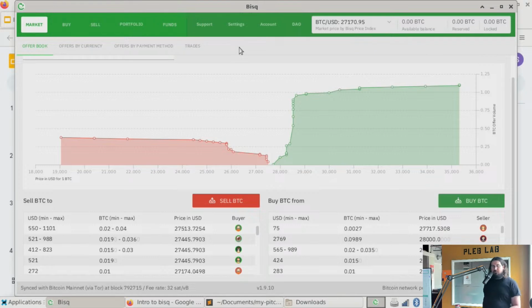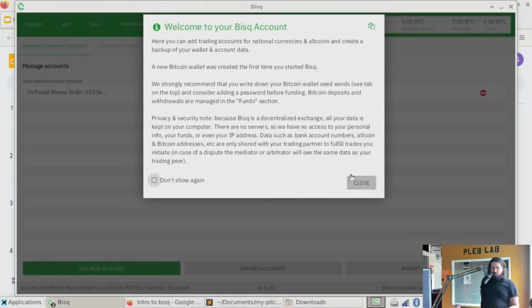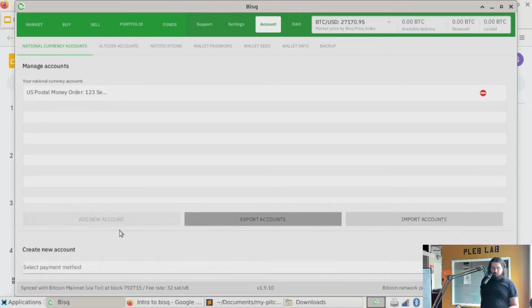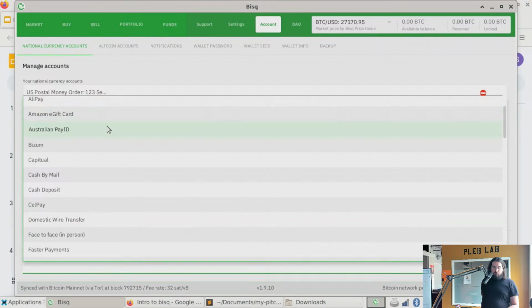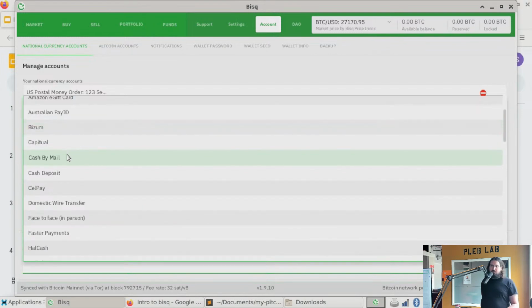I recommend not using credit card methods when you're using Bisq, and they don't even have credit card options if you look through the payment methods. I always use money orders, and I never had any trouble. I would use cash by mail, but they didn't have cash by mail back then. A money order costs like $1.50 to buy, and putting cash in an envelope doesn't cost anything. So I would use cash by mail if I was doing it now.